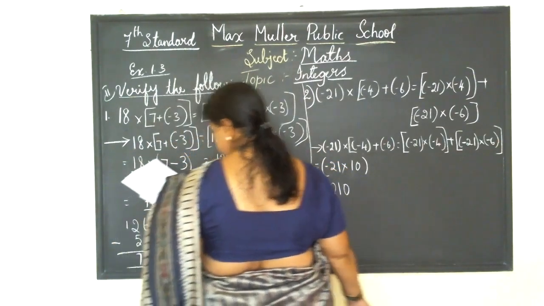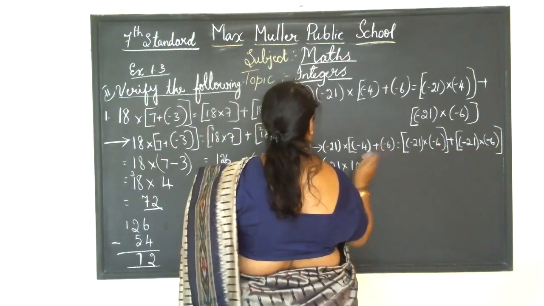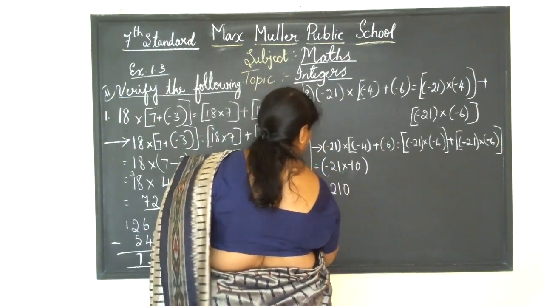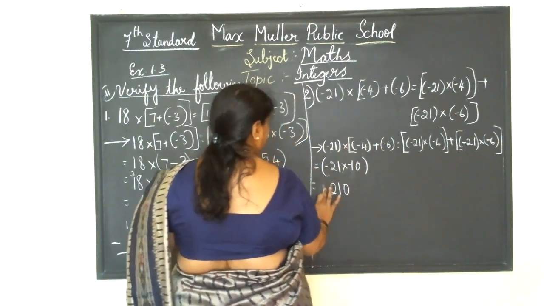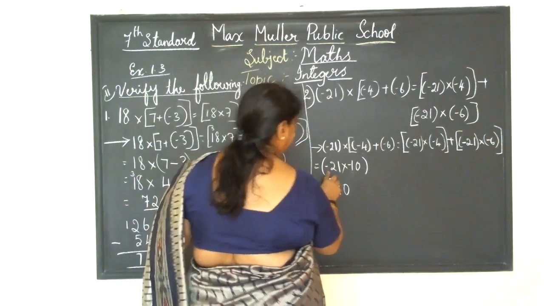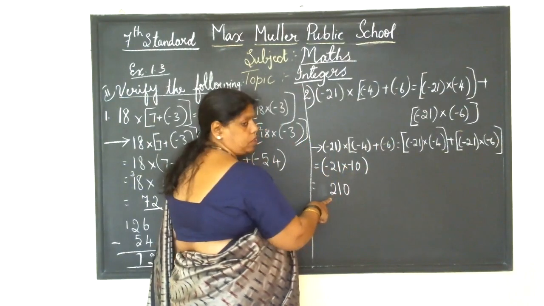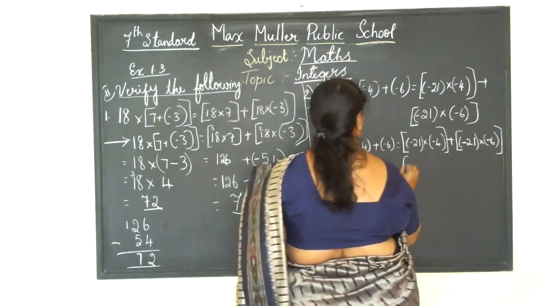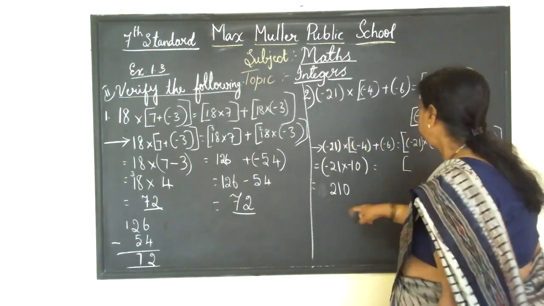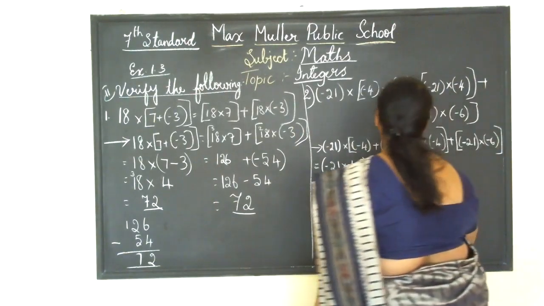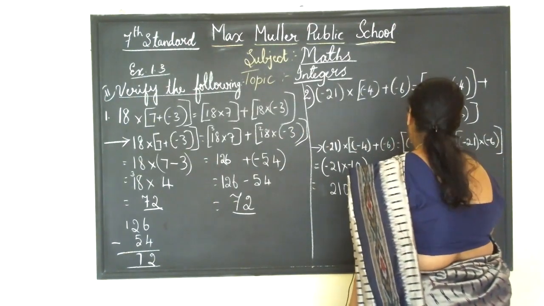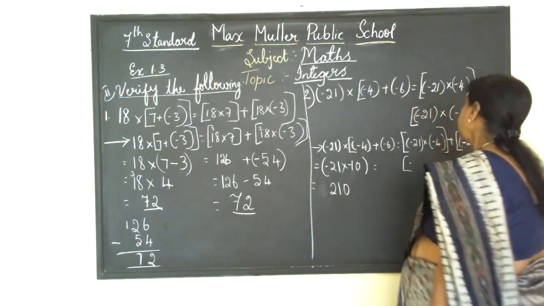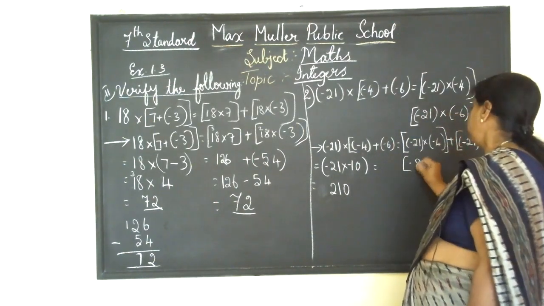Here we take the bigger sign. Minus into minus gives plus, so I will not write any sign here. You will understand: when two integers are negative, we get a positive integer. Okay, will be equal to, now this side, you got one side 210. We will see the other side also. Minus 21 into minus 4. So what is that? 84.